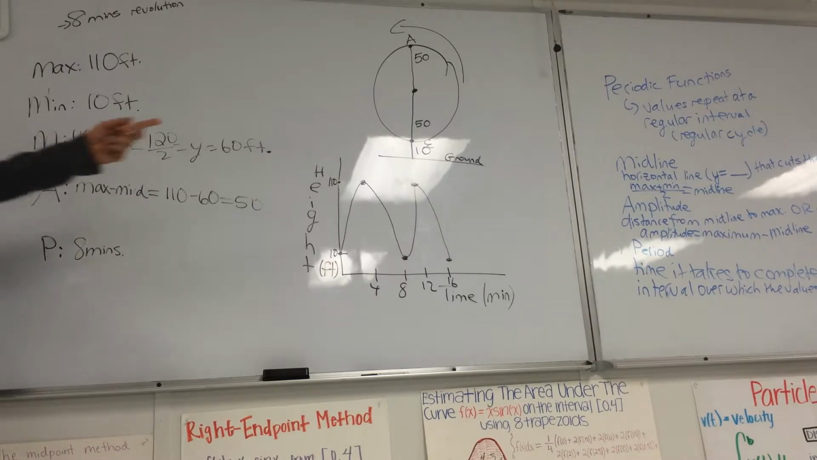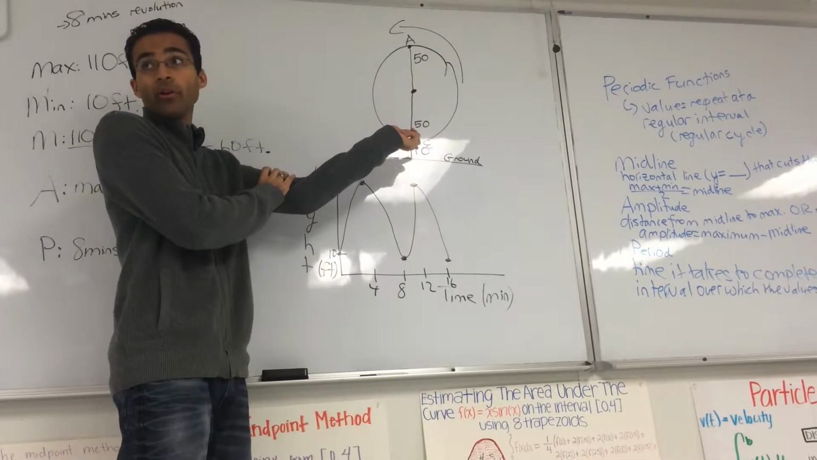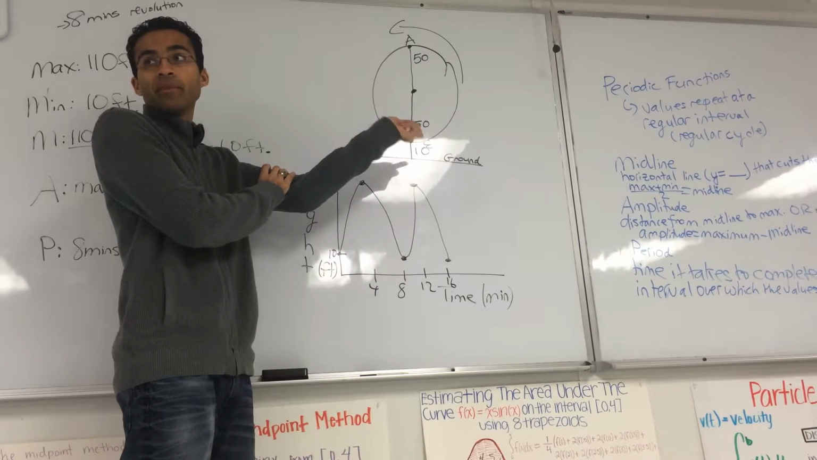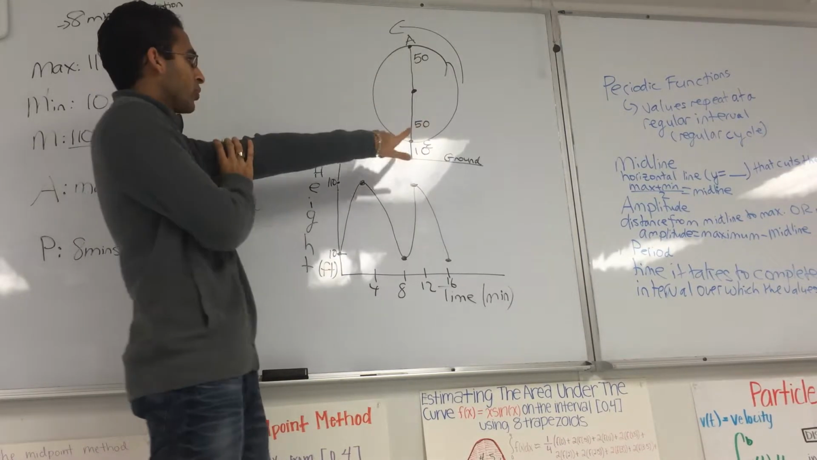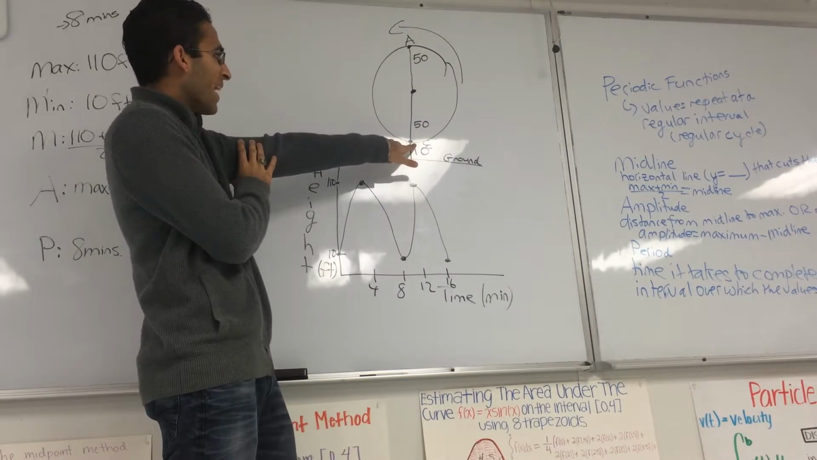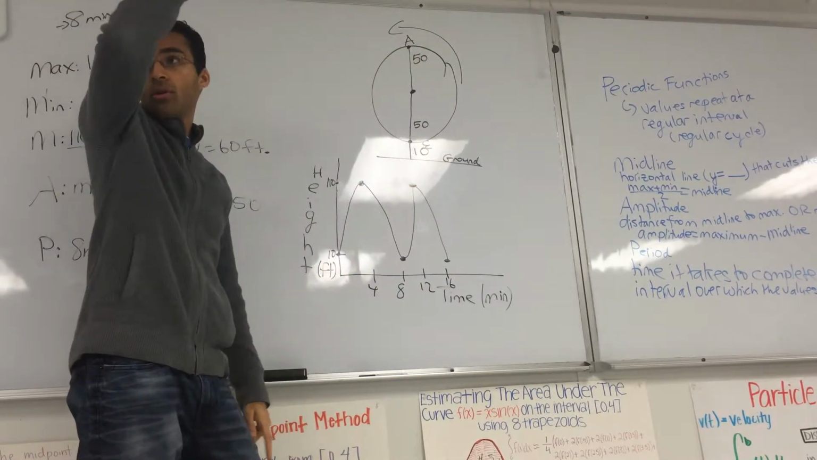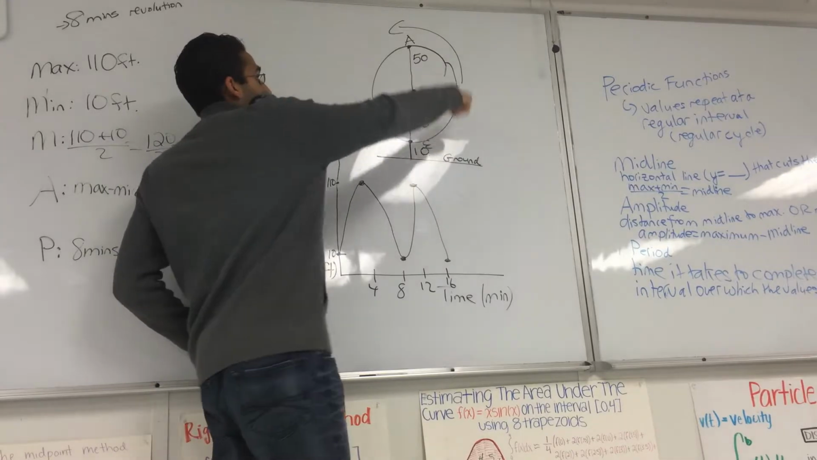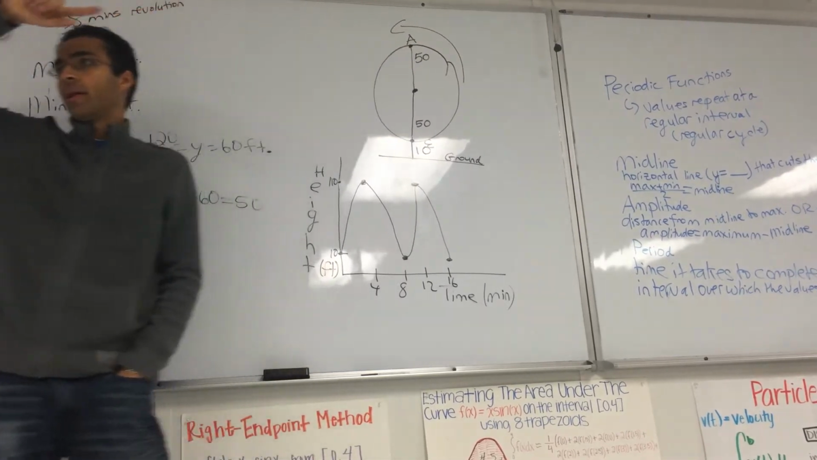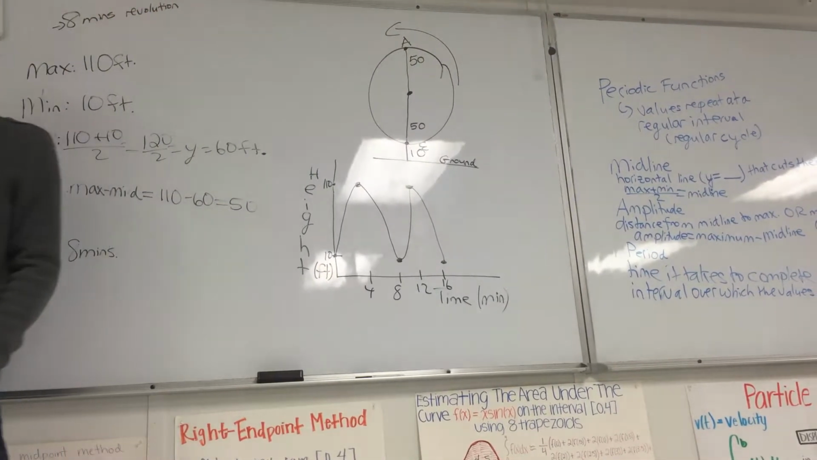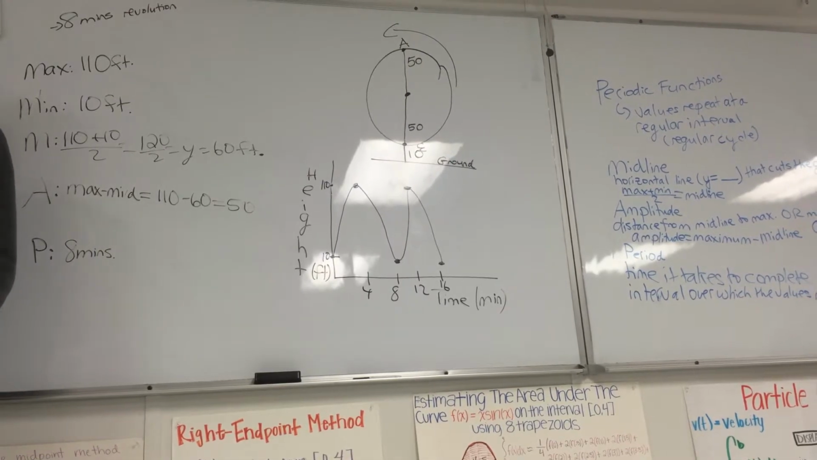Because I knew that at time equals 0, we're here. Because I'm modeling the car E. So 8 minutes later, he's back here, because it takes 8 minutes to go around once. So that means it'll take half the time to come to the top. And half of 8 is 4 minutes. Does that make sense?